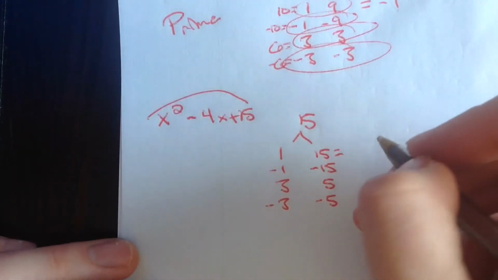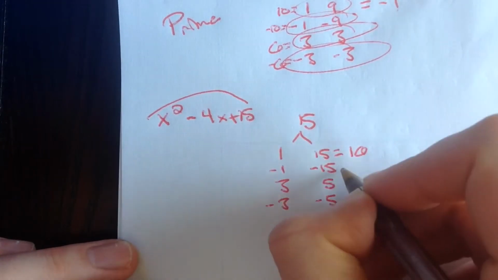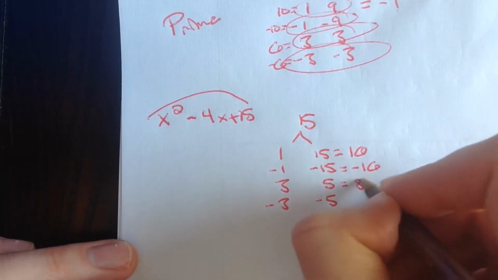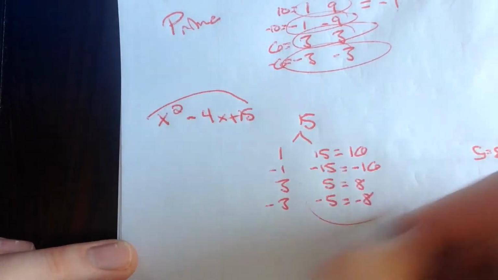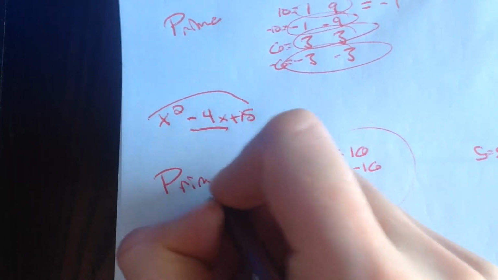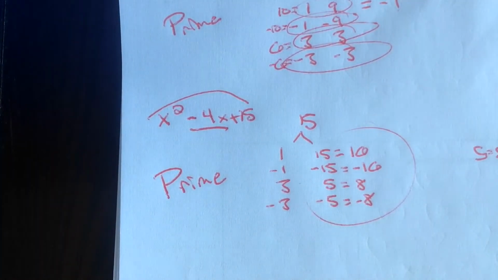Well, the first two add together to be 16. The next two add together to be negative 16. Then we get 8 and negative 8. None of these equal negative 4, what we need. Therefore, this is once again called prime, or it cannot be factored.